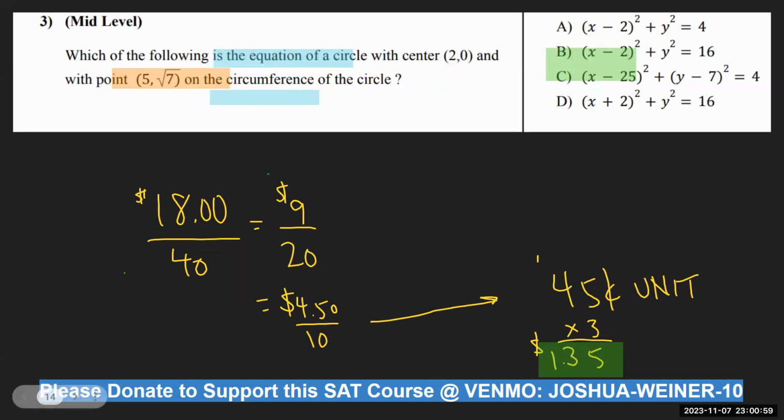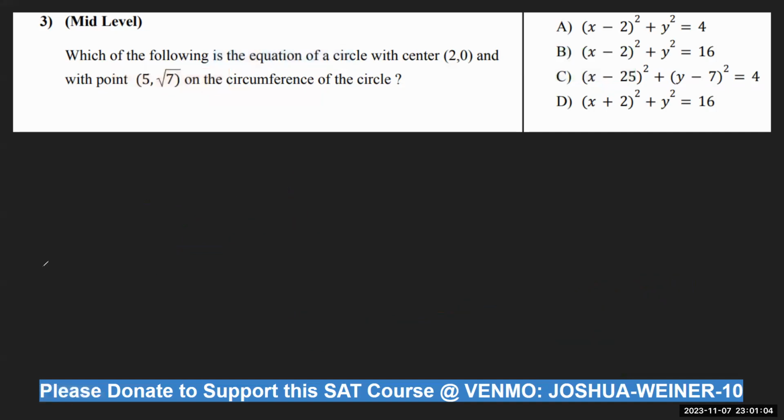Question number 3 reads, mid-level. Which of the following is the equation of a circle with center (2, 0), and with point (5, -7) on the circumference? How do I draw this with this tool when I don't have graphing paper?